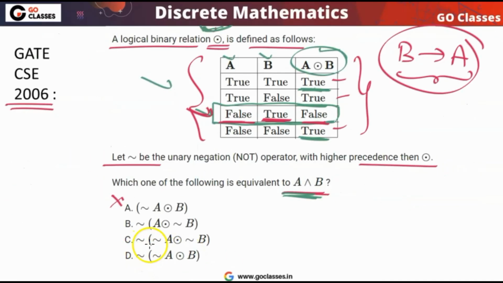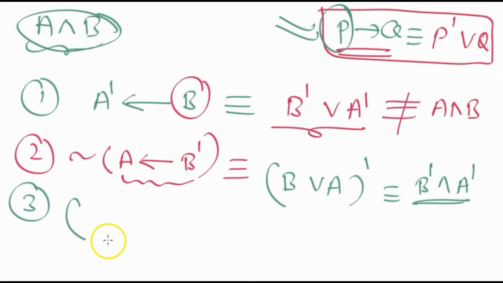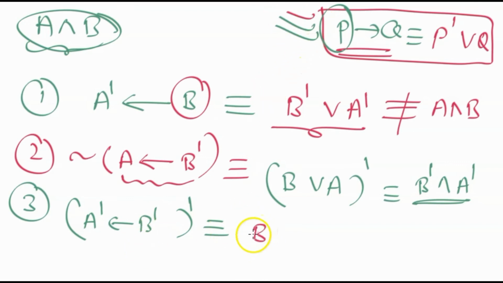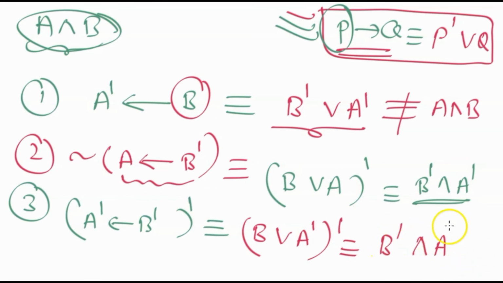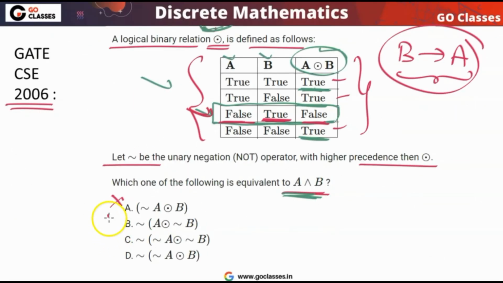Let's see option 3. Option 3 is negation of A dash, backward implication B dash, negated. Now we can apply this formula. So this will be B or A dash, whole dash. Applying De Morgan's law, this will be B dash and A. Again, this is not the correct answer because we want A and B. So option C is also not correct.